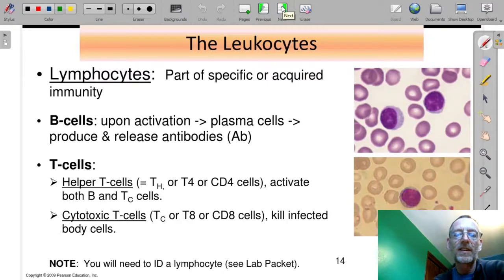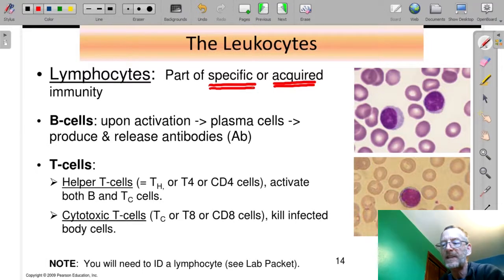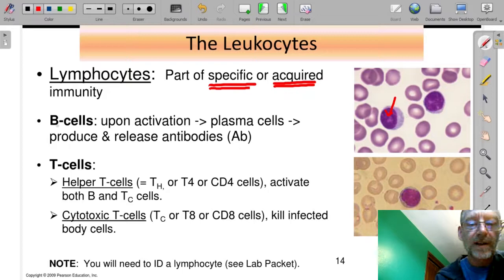Next slide are the lymphocytes, and these are part of the specific or acquired immunity. This is what you develop when you develop resistance to a particular disease. It involves the lymphocytes. They're fairly easy to recognize. The nucleus fills up most of the cytoplasm. So again, the dark staining is the nucleus. There's very little cytoplasm that's left. The two types of lymphocytes that we'll talk about are the B cells and the T cells.